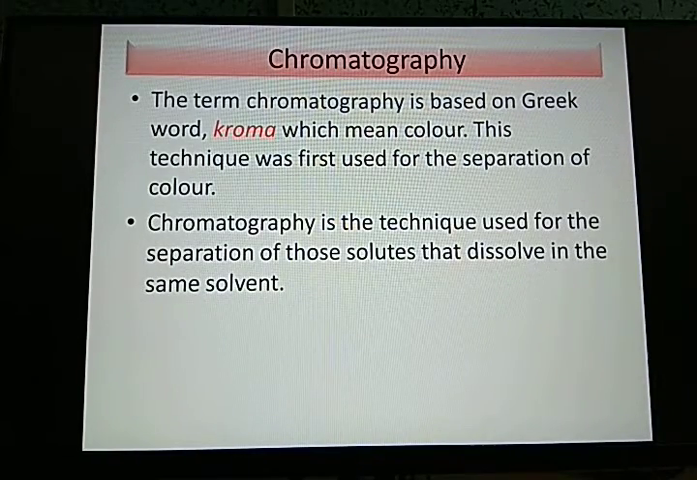Chromatography is a technique used for the separation of those solutes that dissolve in the same solvent. Say, for example, there are different kinds of solutes, two or three different kinds, mixed in a particular solvent. So we can separate out the solvent and the solute, but how will you separate out the different solutes that are present in that solvent? Then this chromatography process is very useful.